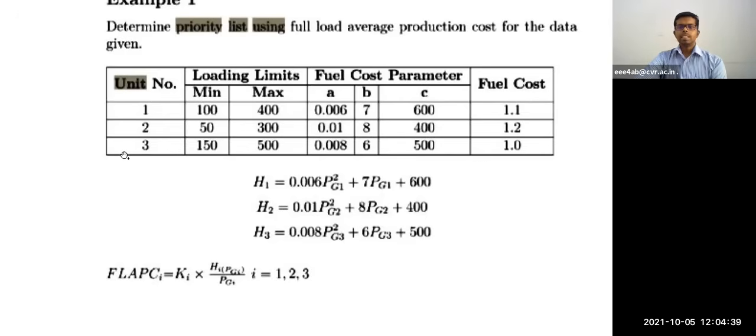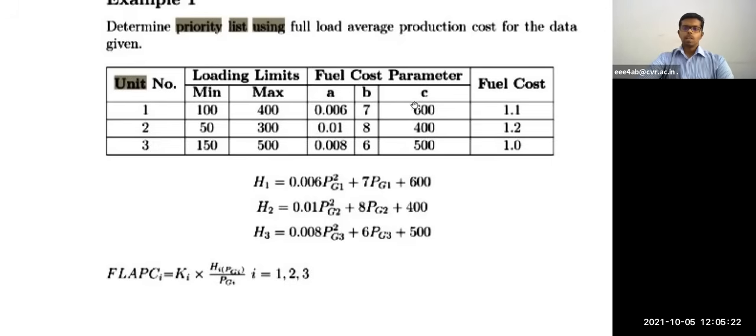Here also 3 generating units are given. Sometimes 2 generating units will be given, sometimes 5. Whatever the number of generating units given, you need to solve. The method is the same for all the units. Then the minimum and maximum loading limits are given, all in megawatt. For the first generating unit, the minimum loading limit is 100 megawatt and the maximum is 400 megawatt.